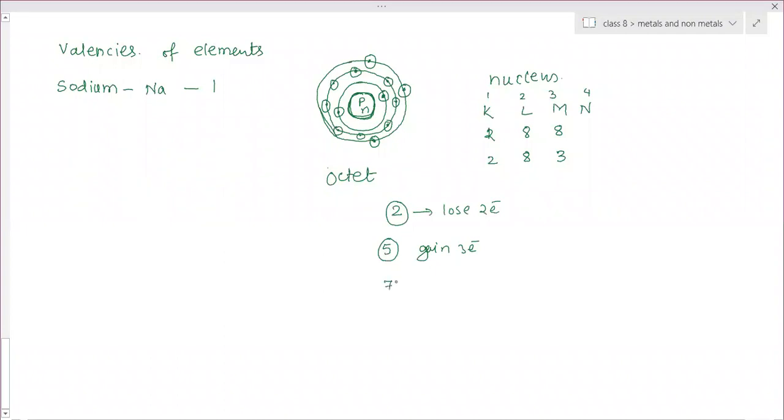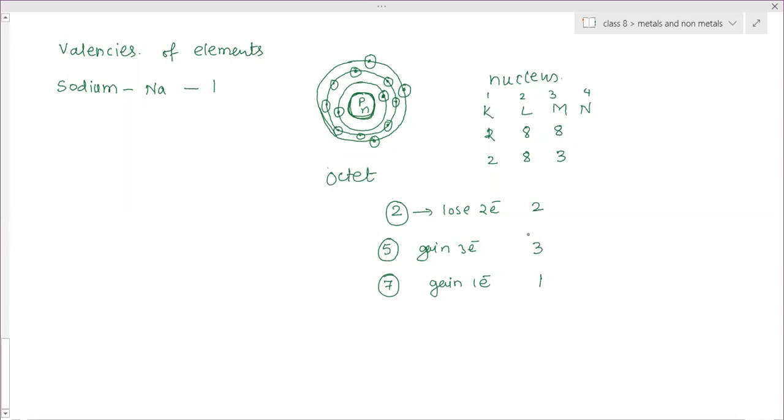Now anyone has 7 electrons in the last shell. It will accept electrons, gain 1. So it will gain 1 electron. Now it is losing 2 electrons, so its valency is 2. It is gaining 3 electrons, so its valency is 3. It is gaining 1 electron, so valency is 1. Right? This way the valencies have been calculated.